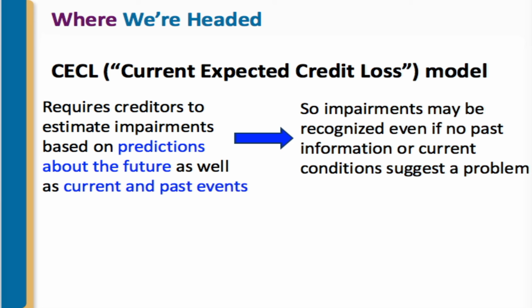Under this model, the probable threshold is removed, so the creditor accounts for potential impairments even when the probability of them occurring is quite low. The creditor adjusts its estimate of impairment losses, and therefore the allowance for bad debts, up or down over the life of the receivable as new information becomes available. The CECL model explicitly requires creditors to estimate impairments based on predictions about the future as well as current and past events. So impairments may be recognized even if no past information or current conditions suggest a problem.